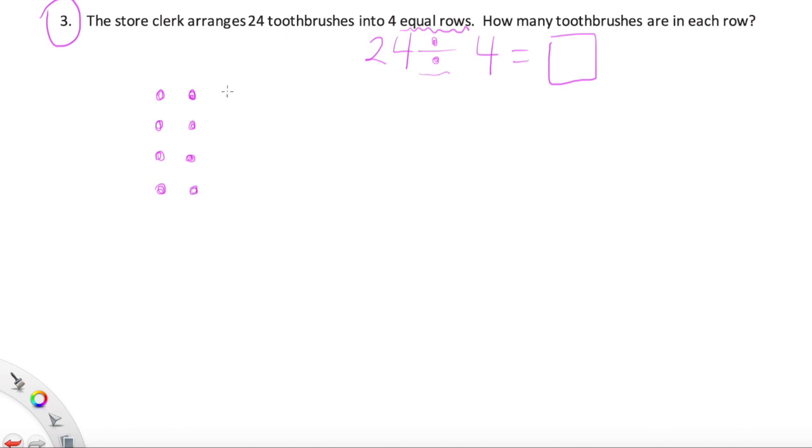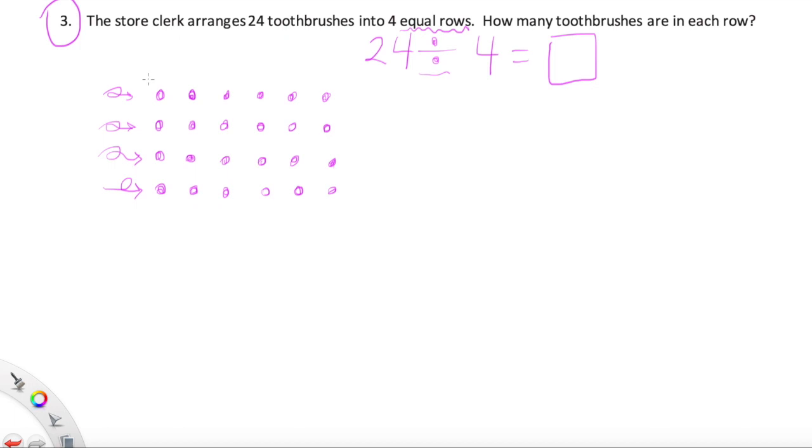So I have 8 now. And now I have 10, 11, 12. You can count along with me. 13, 14, 15, 16. We are making progress. 17, 18, 19, 20. And there we have 21, 22, 23, 24. Beautiful. So now you can see our 1, 2, 3, 4 rows, and these circles represent our toothbrushes.